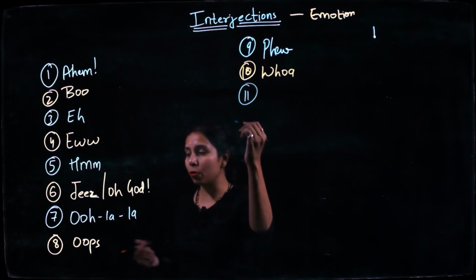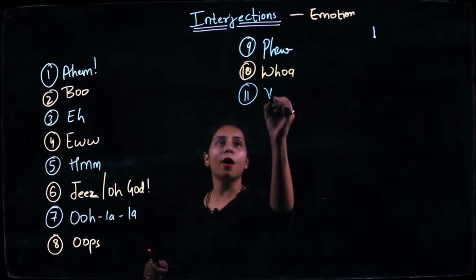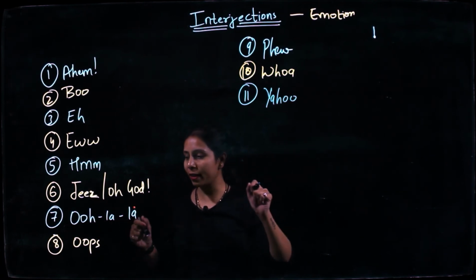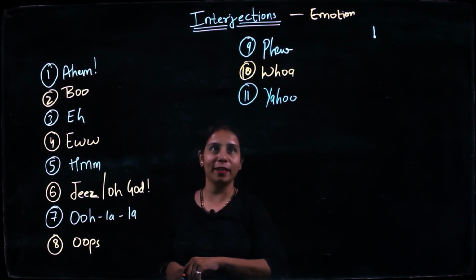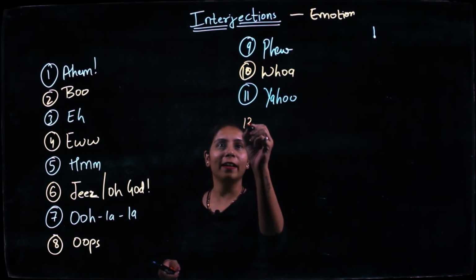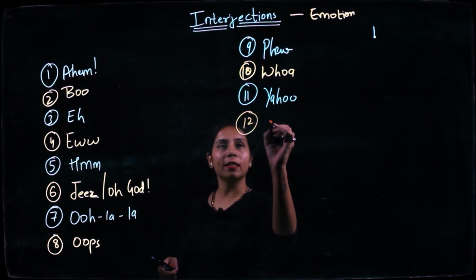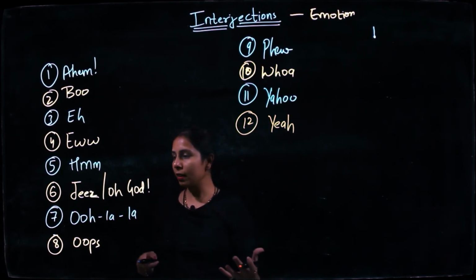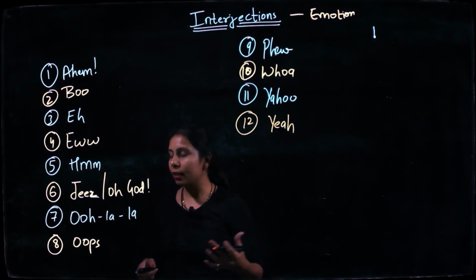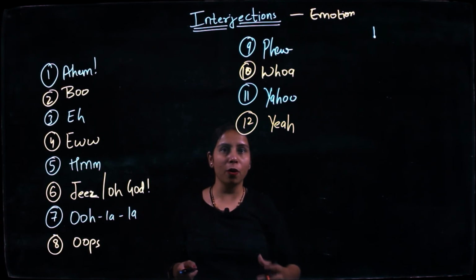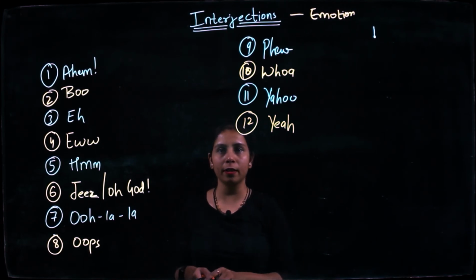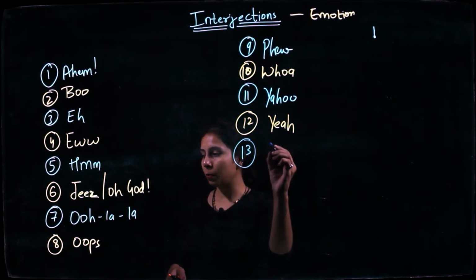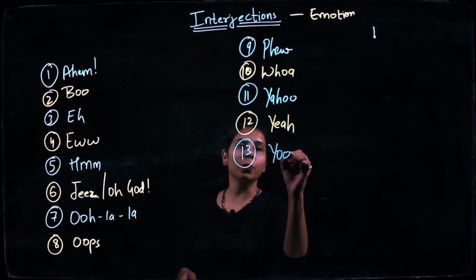So, these all are emotions we are talking about. Yahoo. Yahoo is when you are really cherishing and enjoying it. So, you say Yahoo. Very exciting. All right. Then we talk about yeah. Yeah is the agreement. You are agreeing with somebody. So, you use yeah. It shows the approval from your end or affirmation from your end. Yeah. All right. Then we come to the 13th one, that is yoo-hoo.